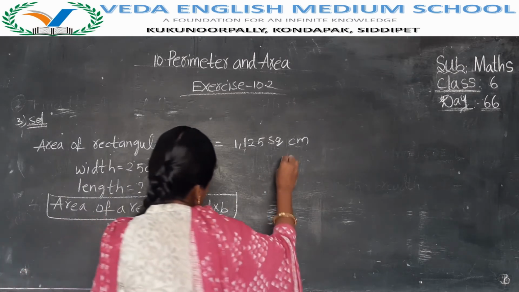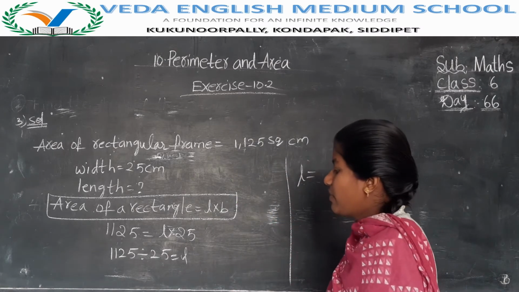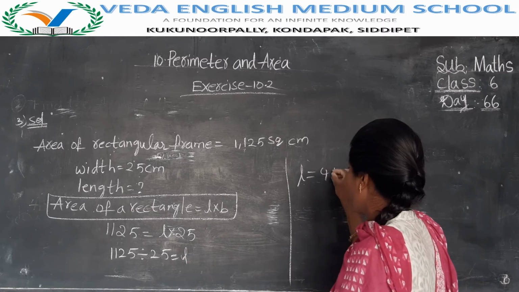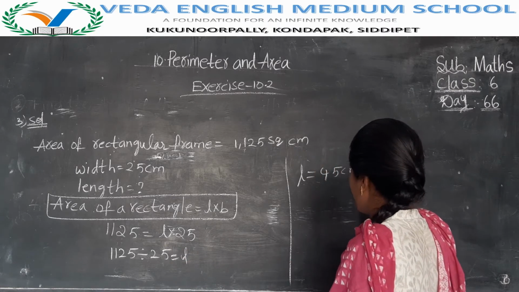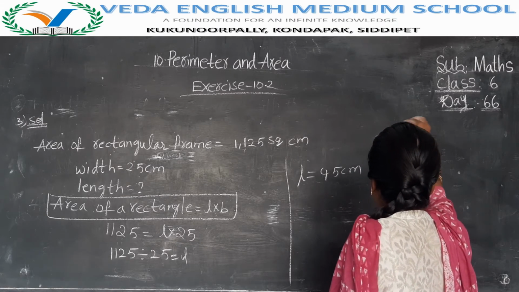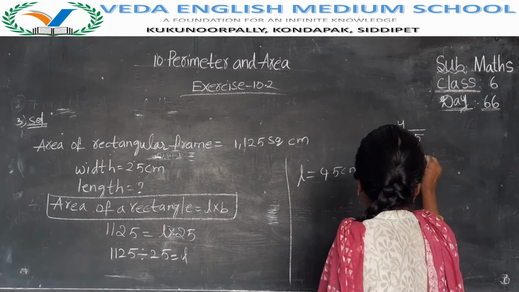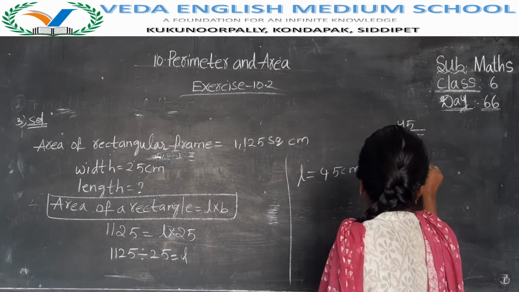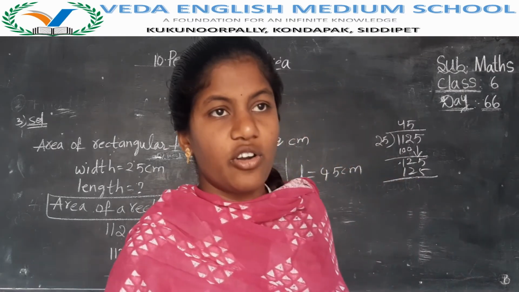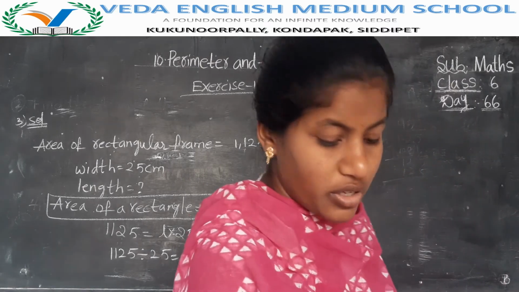So length is equal to 1125 divided by 25, then we will get 45 centimeters. How? Children, how do we divide 1125 by 25? 25 fours are 100. 2 minus 0 is 2, 1 minus 0 is 1. Bring down this 5. 25 fives are 125. So like this, 45 is the answer. Length is equal to 45 centimeters. Understand? So third problem has completed.